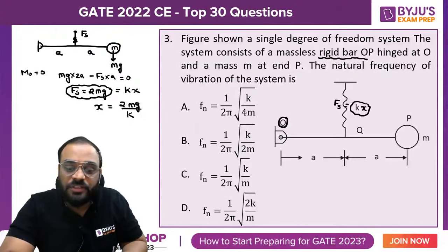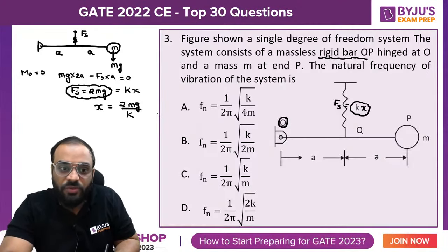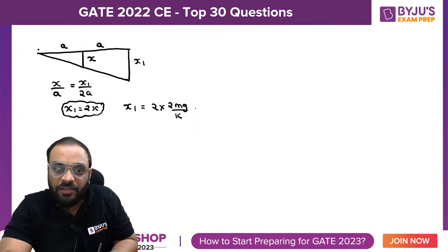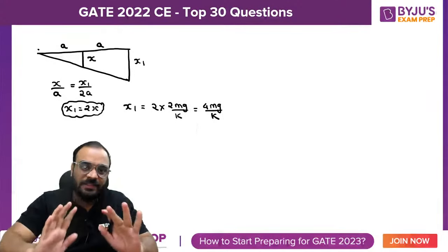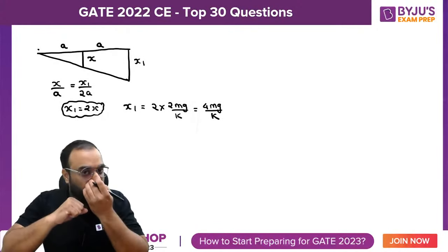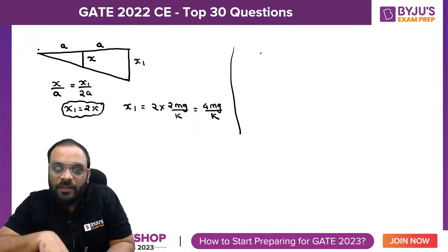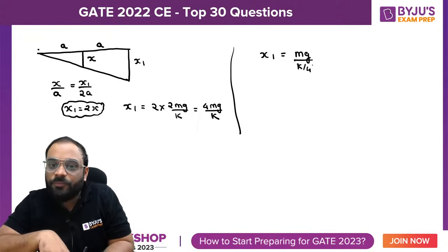Now we need to put this particular value in this particular case, right? So what will be the value of x1? x1 is equal to twice into x, and x is 2mg by k, correct? So it will become 4mg by k, right? Now, guys, our task is to find out the final stiffness, right? So you can see here, can I write it down? x1 is equal to mg divided by k by 4, right?